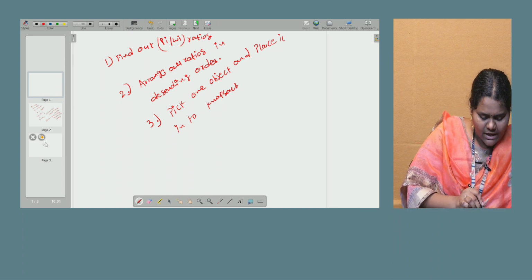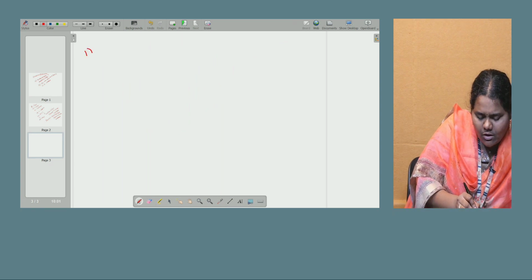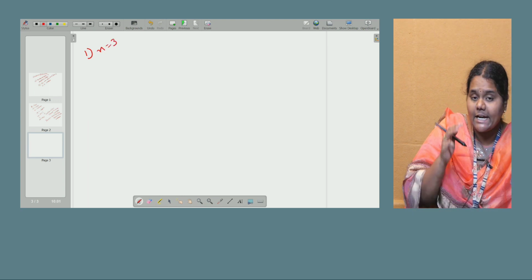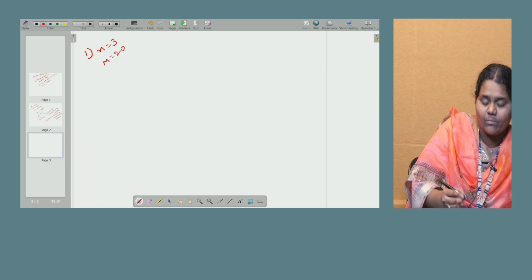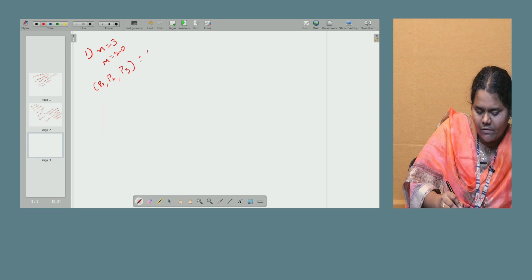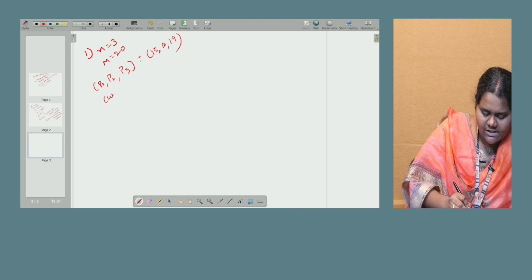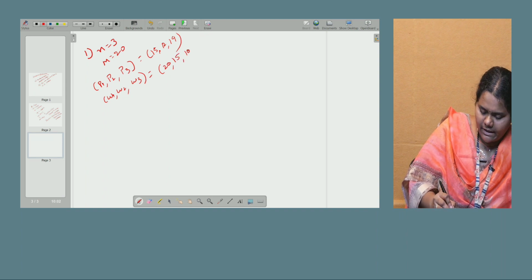Let us take one problem and see how to solve the knapsack problem. Here n is equal to 3, so we are taking 3 objects, and M is equal to 20. The profits P1, P2, P3 are 15, 12, 19, and the weights W1, W2, W3 are 20, 15, 10.